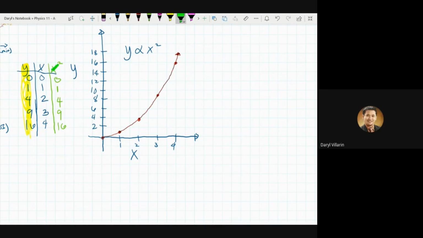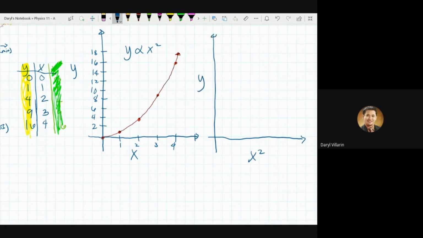So I'll be plotting these two here. Same value of y, but I'm changing the value of x. So this is now x squared. This is y. See what happens. I can no longer use 1 here, so maybe 2, 4, 6, 8, 10, 12, 14, and then 16. Then same thing here. The minimum is 0. So 2, 4, 6, 8, 10, 12, 14, 16, 18.